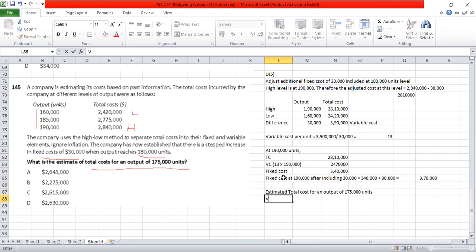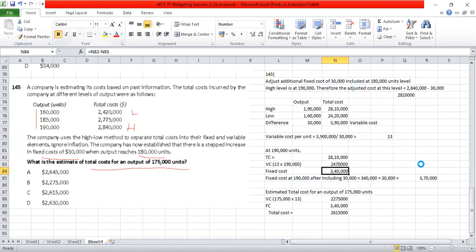This would be, the first part of it is variable cost. Variable cost will be 175,000 into 13. What about fixed cost? How much would be fixed cost? Fixed cost is 340,000 because that's below 180,000. Therefore, the total cost is equal to 2,615,000. So this part we need to be careful about.